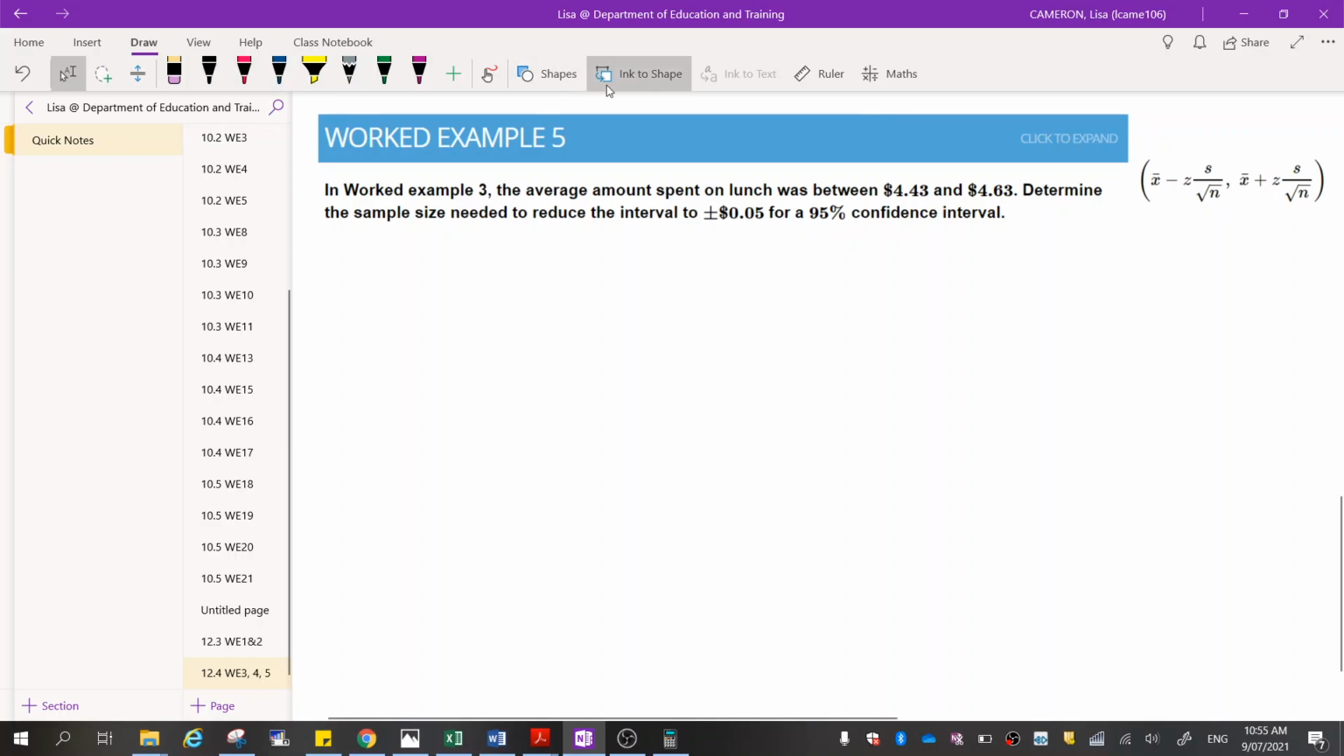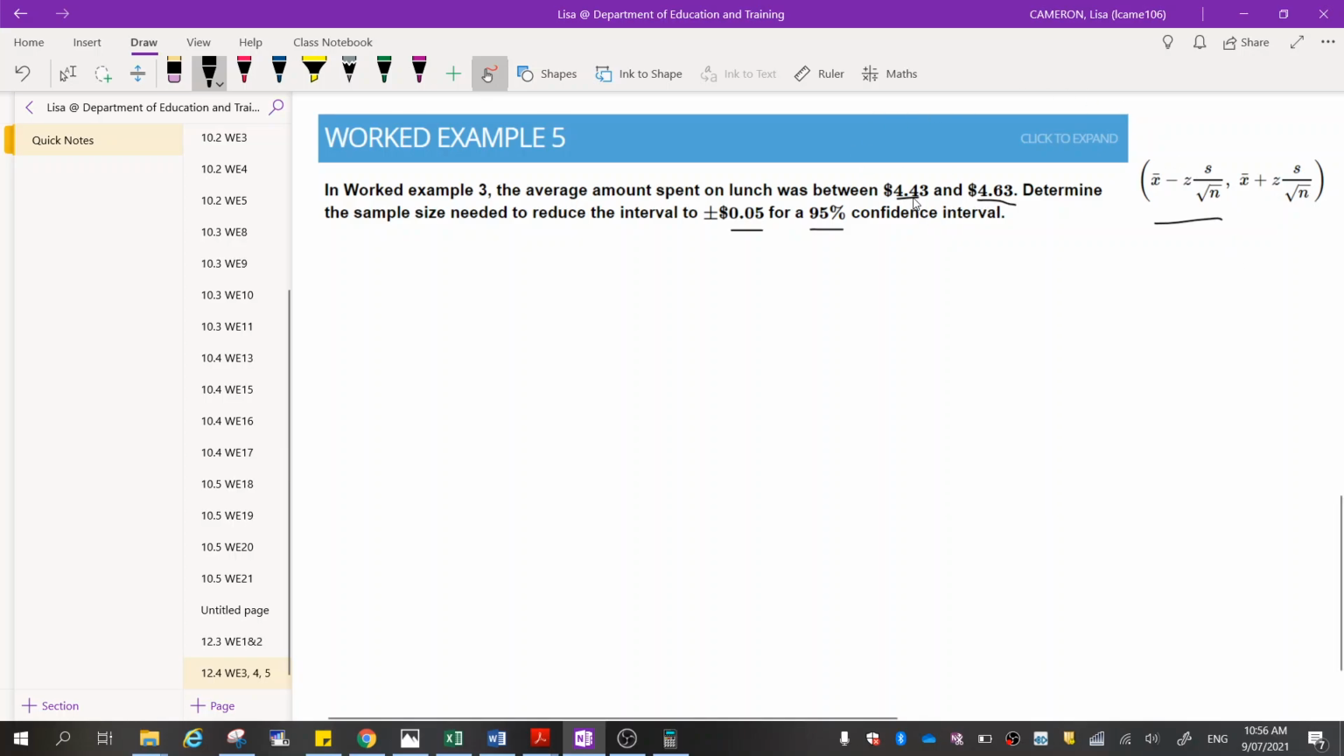Okay, so first things first, the average amount spent on lunch was between this and this. Determine the sample size needed to reduce the interval to plus minus 0.05 for a 95% confidence interval. So we're given some information here that we're just going to plug into this formula, and then hopefully we'll rearrange it and we'll get what we want.